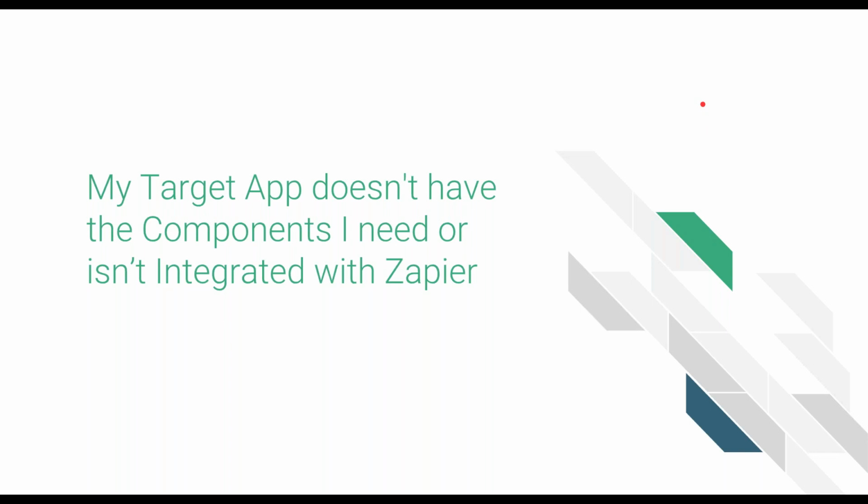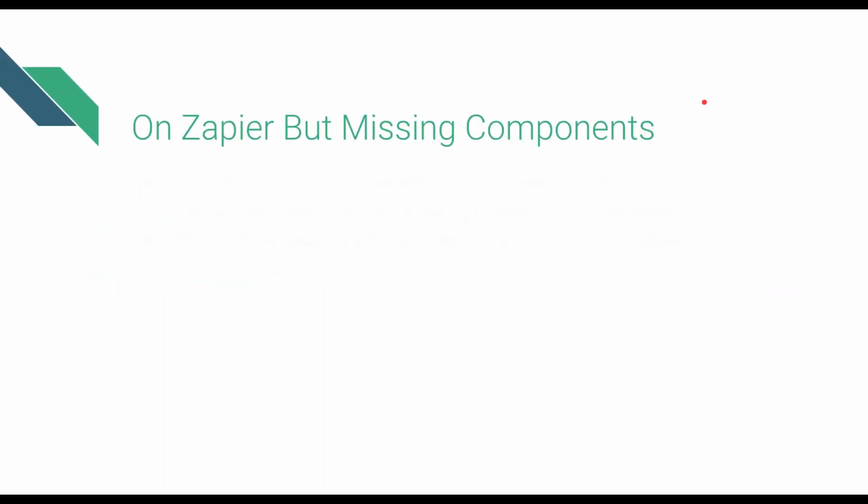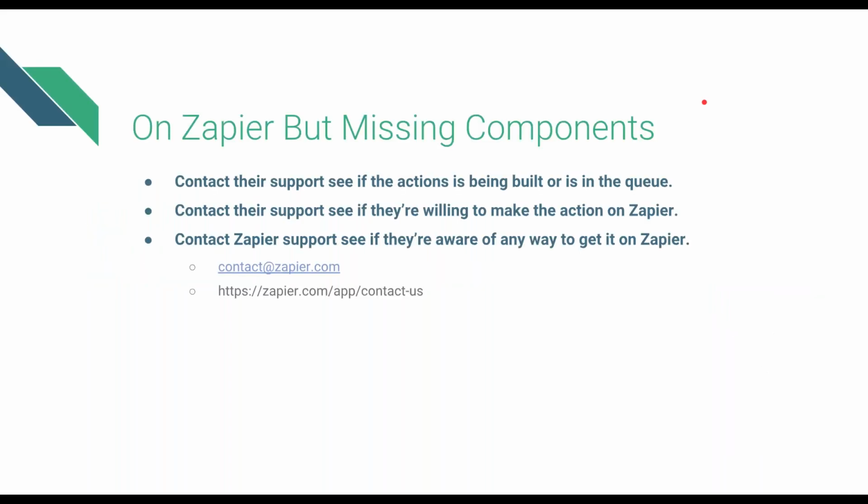Let's see. My target app doesn't have the components I need or isn't integrated with Zapier. That can obviously be a real problem when you're on Zapier, you're flipping through, and you're like, oh, cool, I finally have Zapier, and you go look for your 3PL in the list, and they don't have a Zapier app. Well, how do I send them an order if they don't have a Zapier app? That's frustrating. Well, you've got a couple of different options.